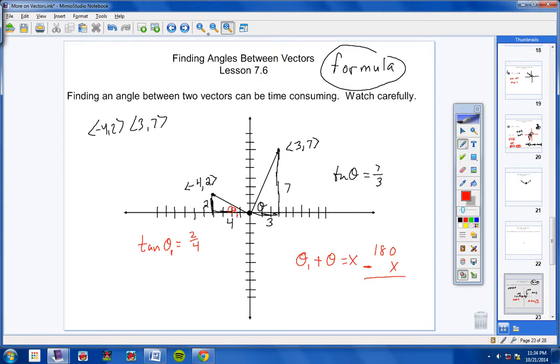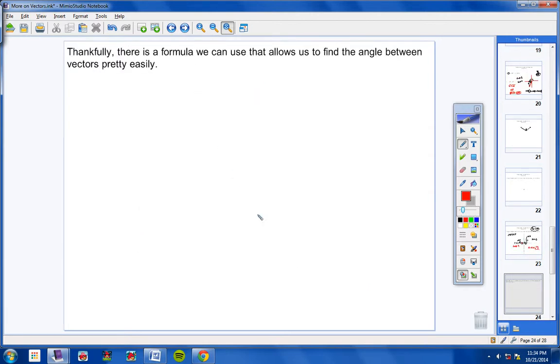So instead of doing it that way, there's a formula, thankfully, that we can use that allows us to find the angle between vectors pretty easily. So here's the formula. Please copy this down. The two vectors that you're using, we're going to call them u and v. You take the dot product of u and v, and then in the denominator, you take the magnitude of u. Of course, in your book we have two lines, so put another line here. Magnitude of u times the magnitude of v.